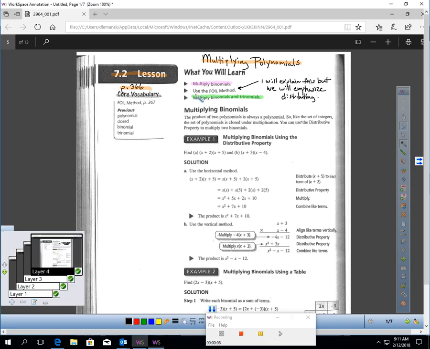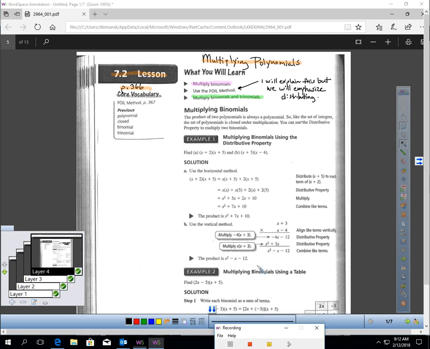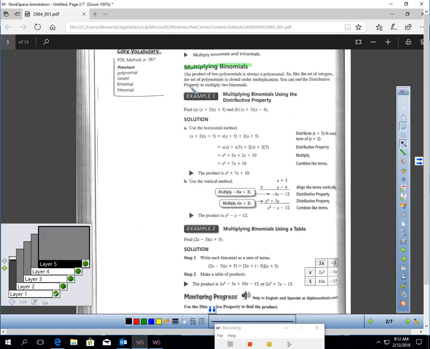Now here the book says use the FOIL method. I am going to explain the FOIL method, but we will emphasize distributing instead. So I want you to know what FOIL is, but we will actually distribute to multiply these. And I think you'll see why when we get to that in the video. Let's talk about multiplying binomials first.